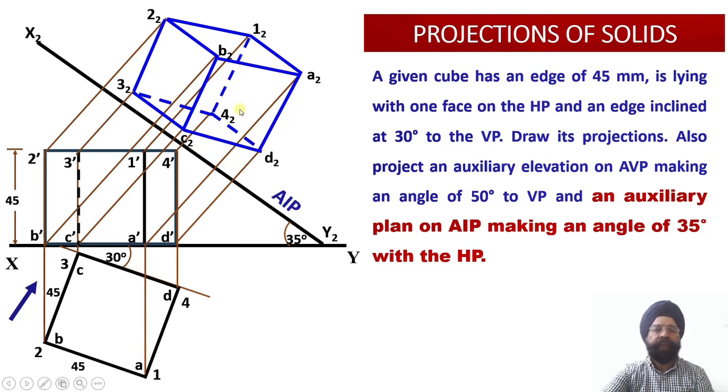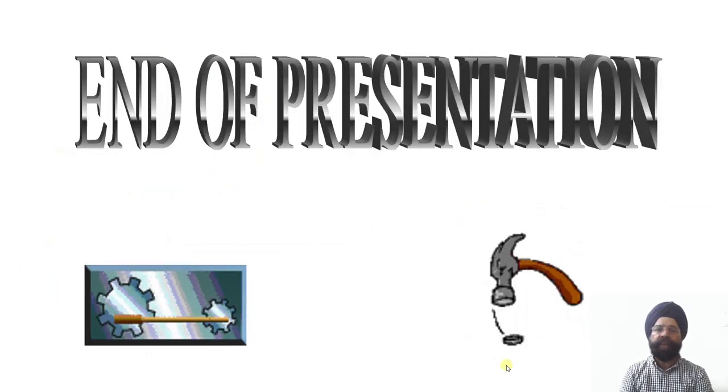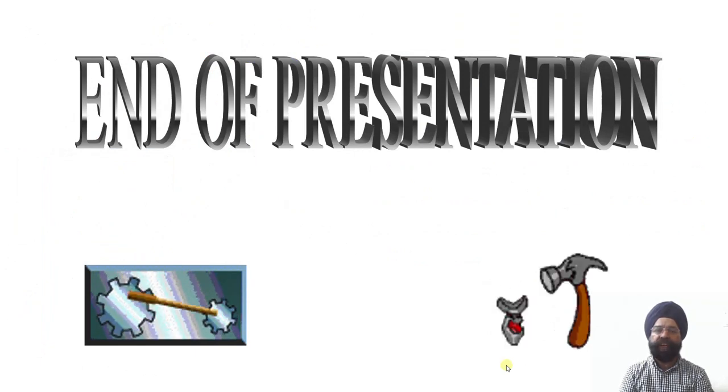This way we have been able to obtain the auxiliary plan of the inclined solid on the auxiliary inclined plane, which happens to be perpendicular to the vertical plane and inclined to the horizontal plane. This is how we can work out the auxiliary projections of any given solid on an AIP or an AVP, which is inclined with respect to the reference plane at certain inclinations. So this is all about the discussion of projections of the solid for today.